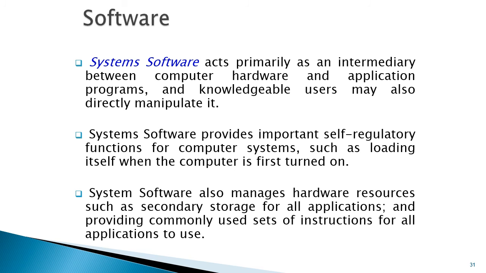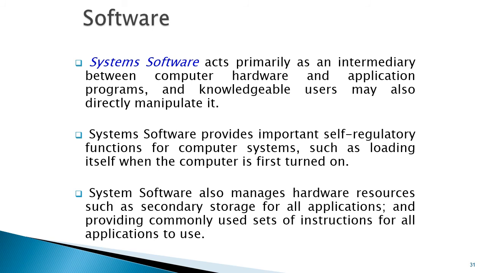So the system software, we talked about system software. Now these, I'm sure, will be self-explanatory. You'll be able to understand what each statement means here. The system software, we are saying, acts primarily as an intermediary between the computer hardware and application programs. So you understand, it is responsible for the coordination of hardware devices and also the software devices. It is able to coordinate them so that they work together.